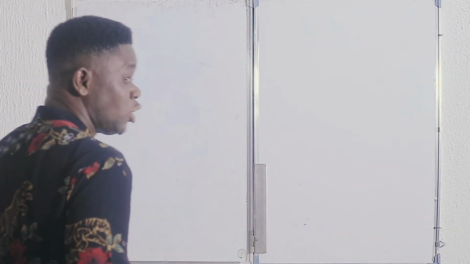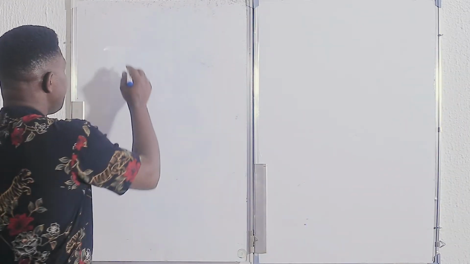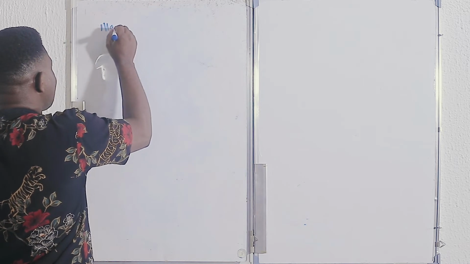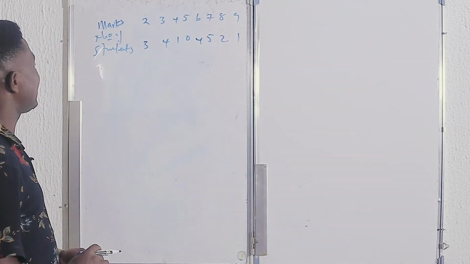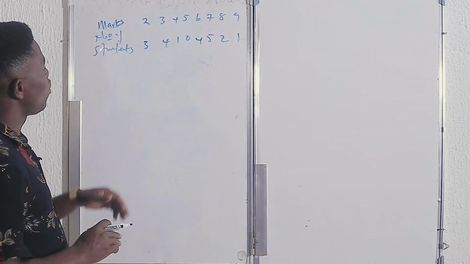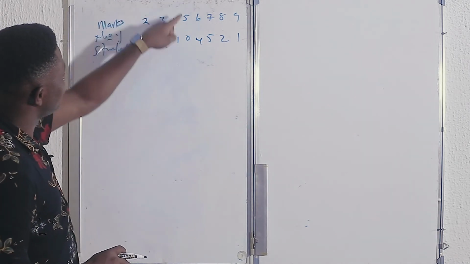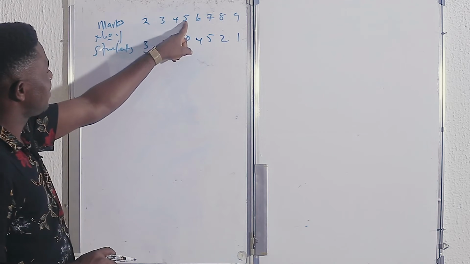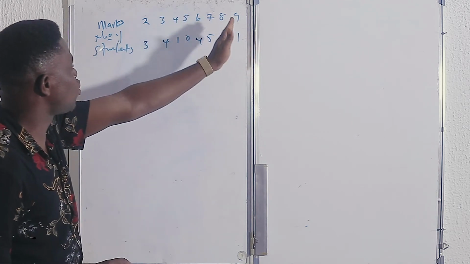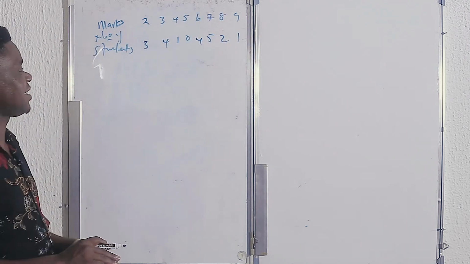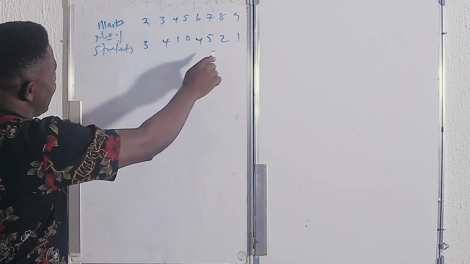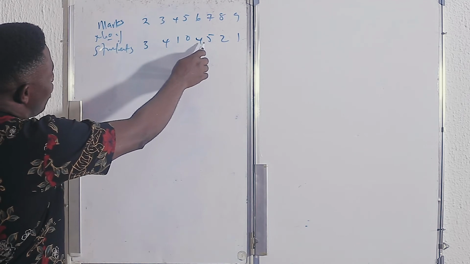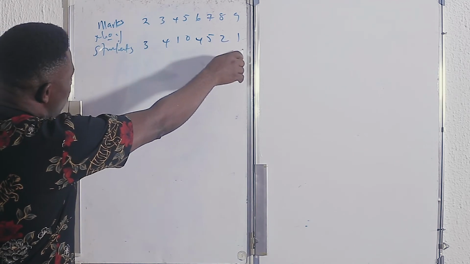I will quickly run through the table. We have marks. Now, the pass mark is 5, which means from here upward are those who passed the test. And what are the number of students that scored 5 and above? We have 0, 4, 5, 2, 1.